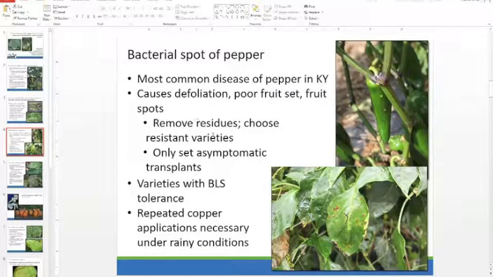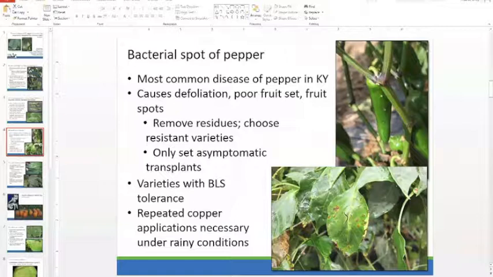Sanitation tactics will reduce some of the pressure from this disease. That's things like removing crop residues, choosing resistant varieties. There are a number of different races of the bacterial spot pathogen out there. I think at present there are 12 different races. There's resistance available to at least 9 different races currently. And so the recommendation is to hedge your bets and choose a variety that has resistance to multiple different races of the pathogen. The bacterial spot pathogen can be seed transmitted, so only set plants that look good.